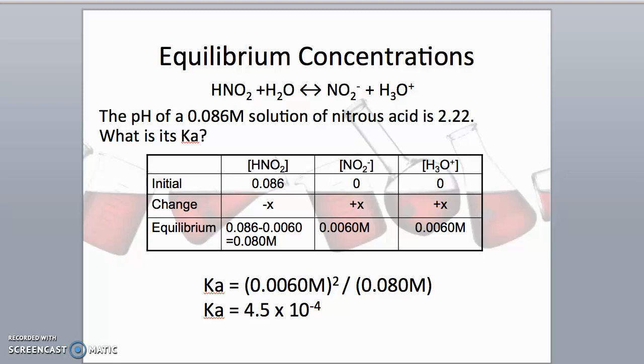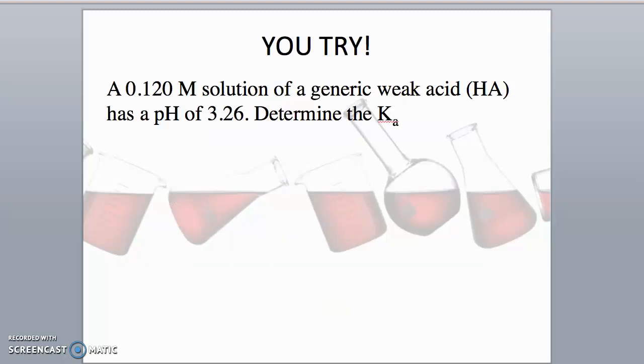Product concentrations divided by reactant concentrations, and we can write the 0.0060 squared because this is the same as 0.0060 times 0.0060. Go ahead and give this problem a try. I'll give a detailed explanation on the next slide, so pause the video, or if you're not quite ready, go ahead and watch the explanation.